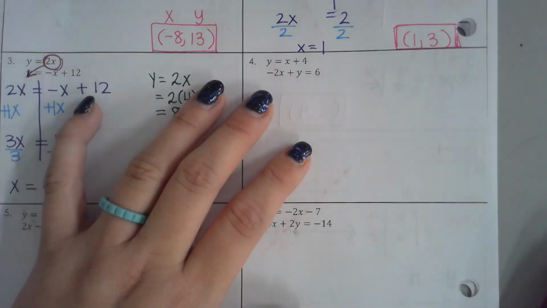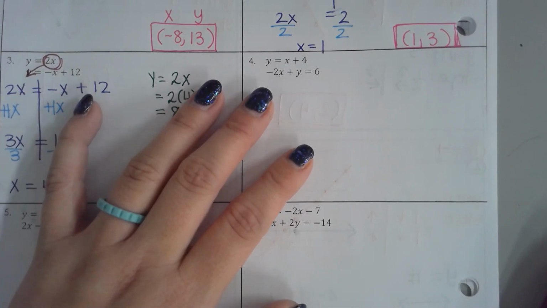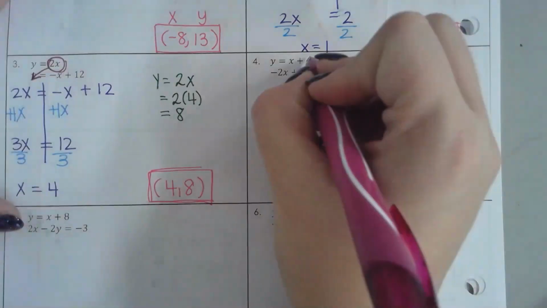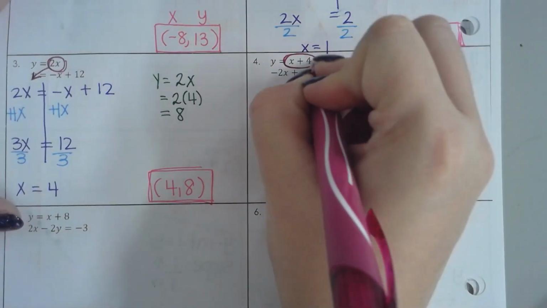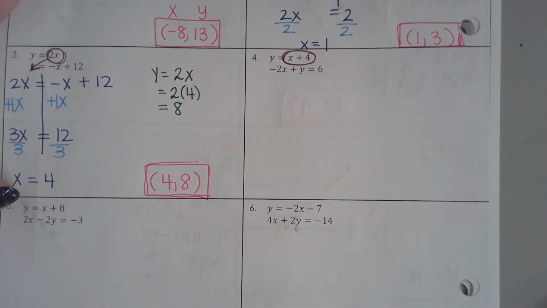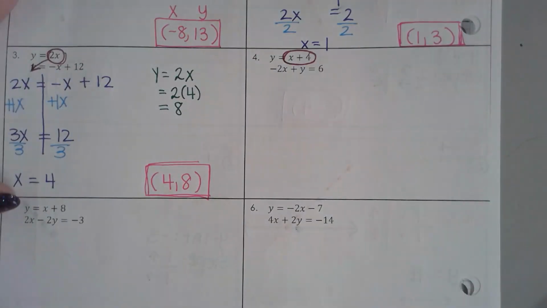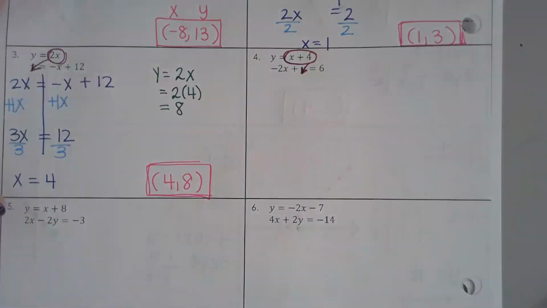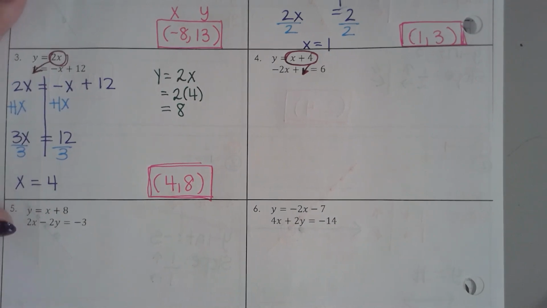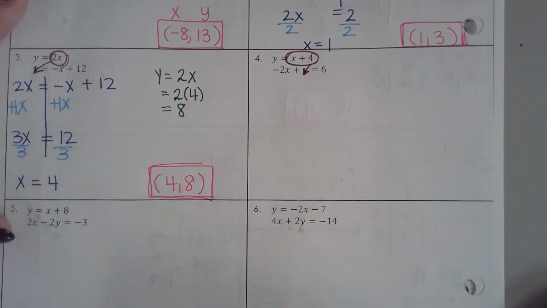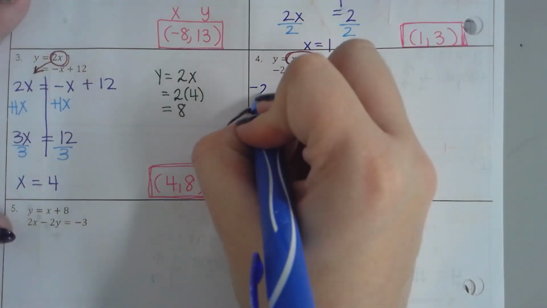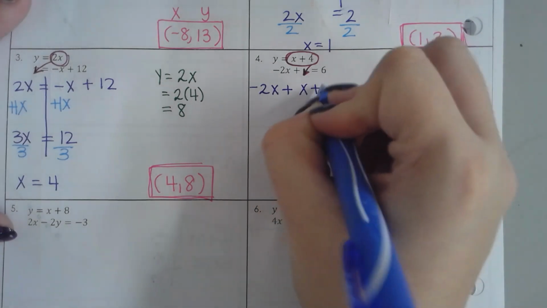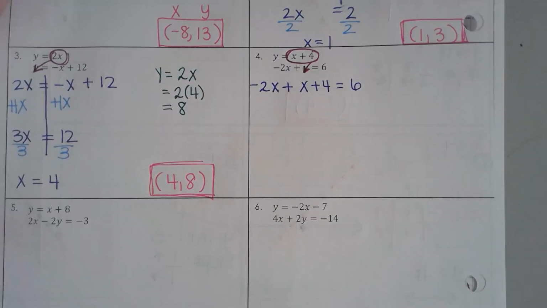Do I have one of the equations as x equals or y equals? Yep, the top one. X equals x plus 4, and that's 1x too. So I'm going to take that x plus 4 and plug it in for the y, because y is equal to that. And that gives me negative 2x plus x plus 4 equals 6.